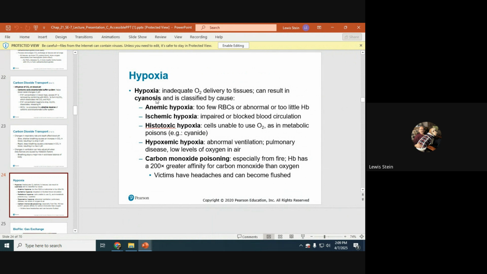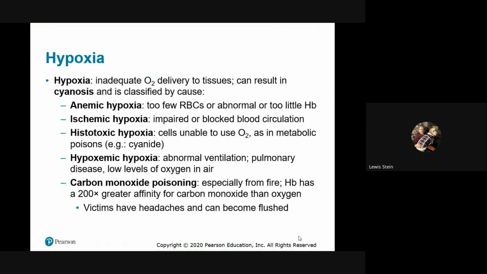Anything that causes inadequate oxygen delivery to tissues results in hypoxia, and it's characterized by cyanosis. Someone who is cyanotic, you can see it in their fingernails, their toenails, their lips. They get that bluish color that really is indicative of inadequate oxygenation. So when we see that clinically, in an emergency room, you react very, very quickly.